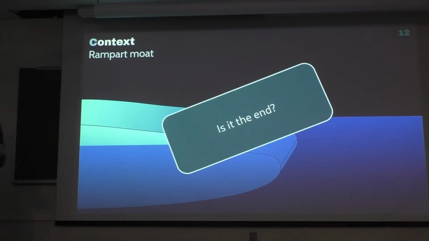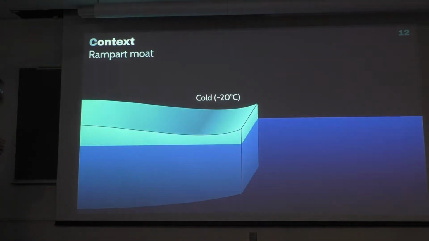So is that the end of the story? Have we solved everything? Well, maybe not. Because there is another mechanism that will explain the deformation. If you have a cold surface, which in Antarctica will be minus 20 degrees C, and a warm bottom of minus 2 degrees C, this creates some kind of temperature gradient inside the ice shelf.